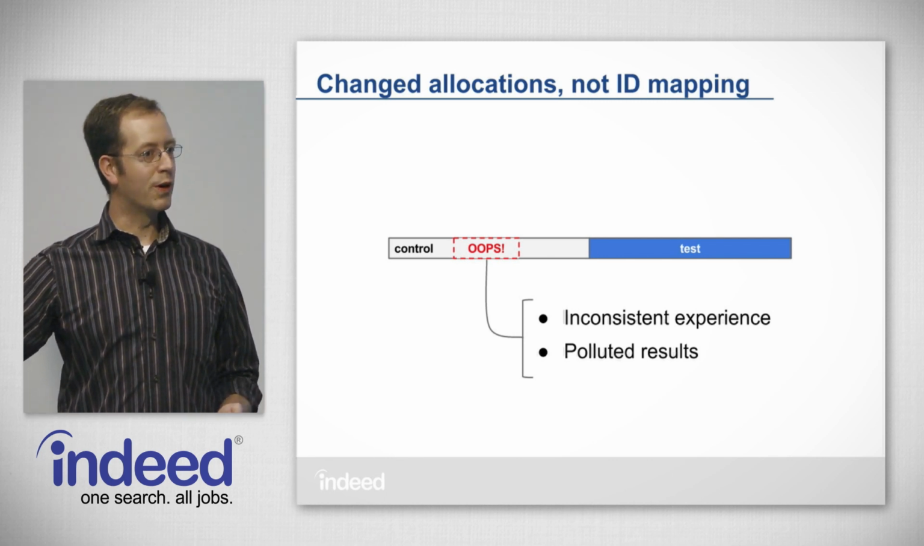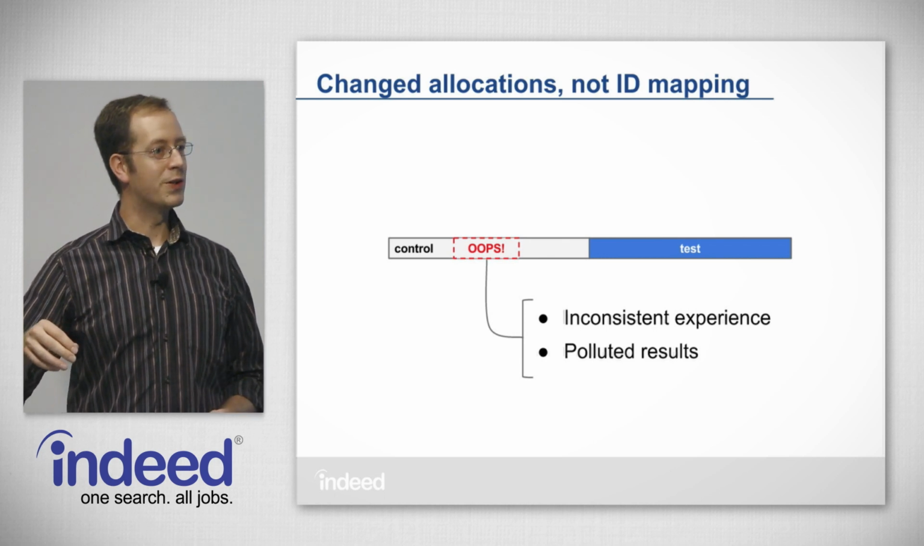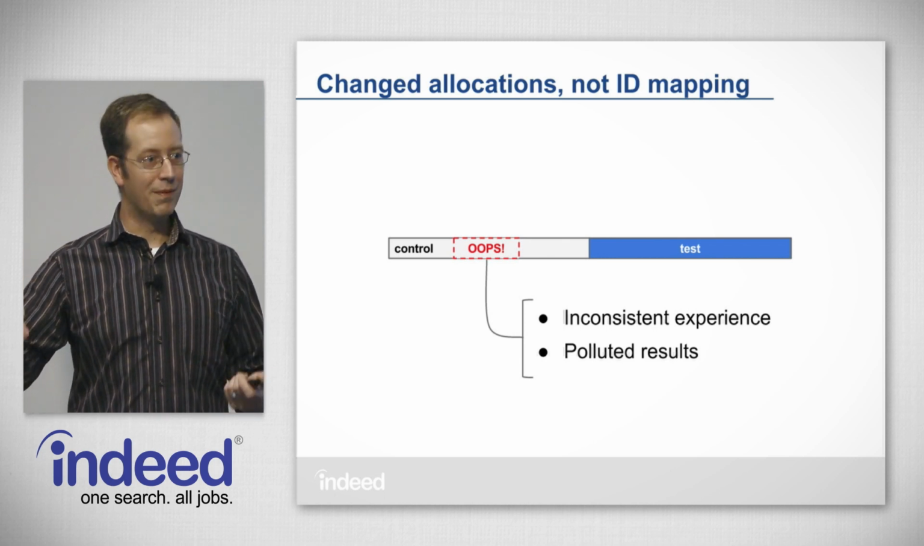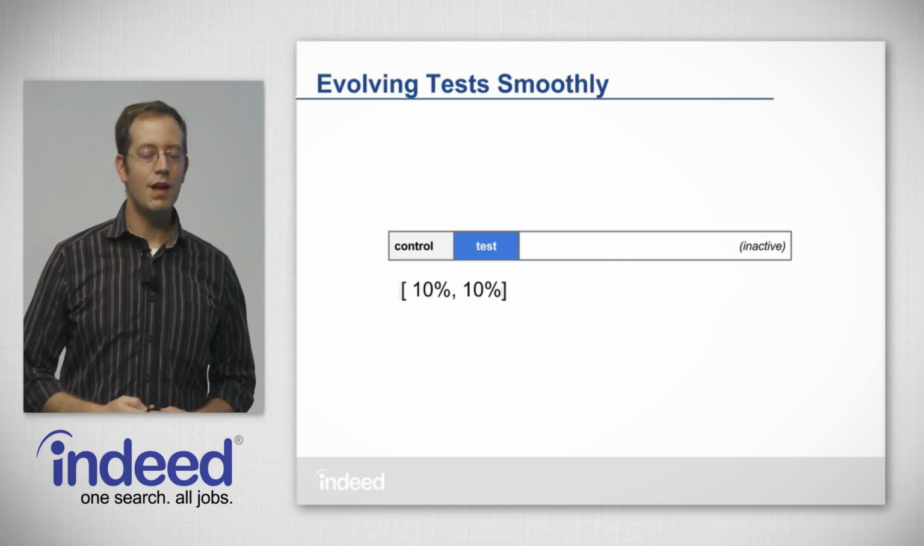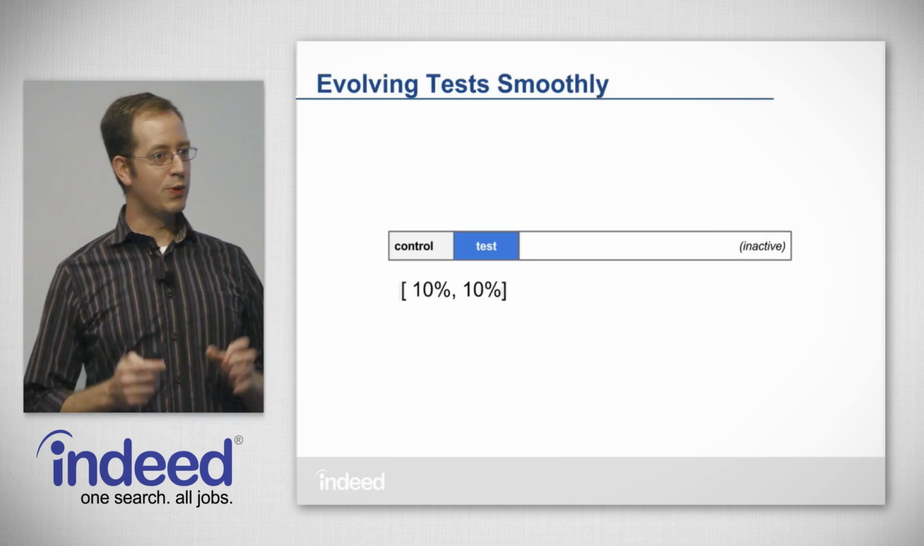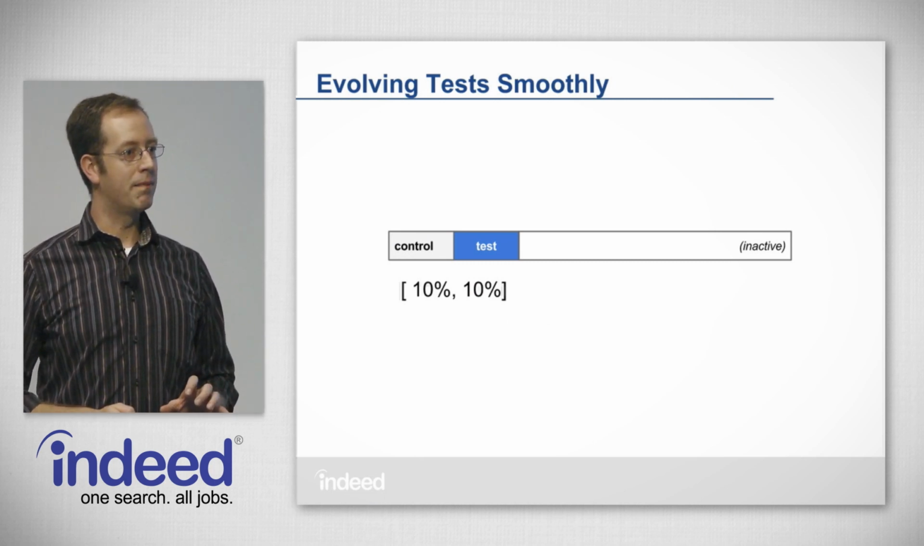This is pretty trivial for a gray versus blue test, but if your test were, do I need to log in to use your site? You can see how moving back and forth between groups is pretty problematic. So Proctor gives us the ability, because we completely control that range, to evolve our tests smoothly over time.